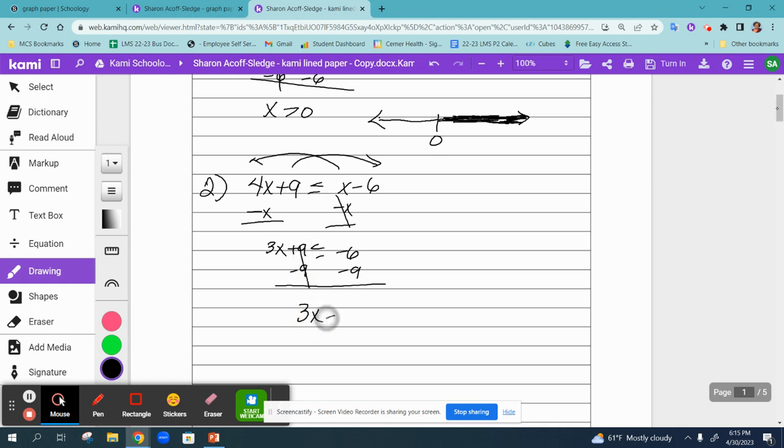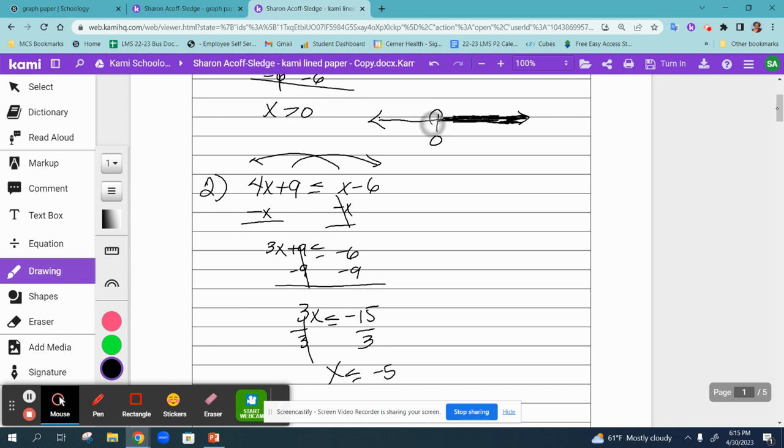And I get 3x is less than or equal to negative 15, because negative 6 minus 9, or negative 6 plus negative 9, is negative 15. Divide both sides by 3, and x is less than or equal to negative 5.